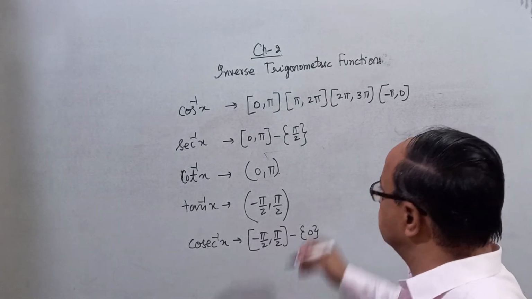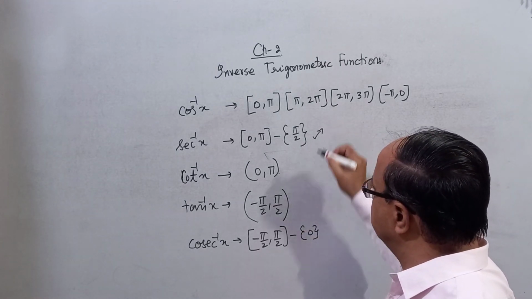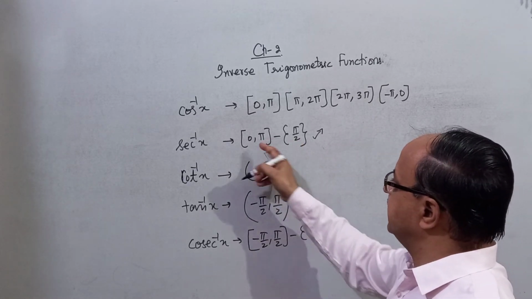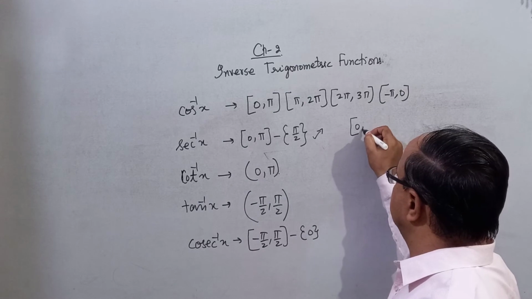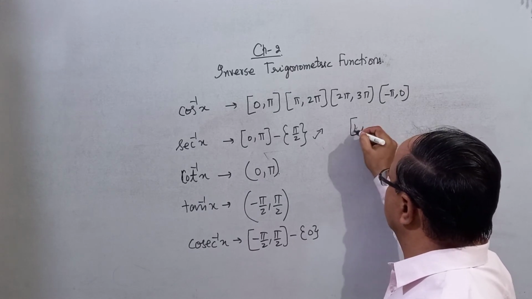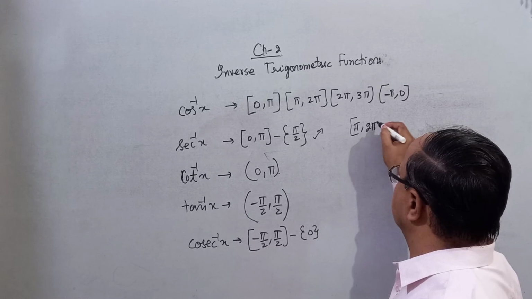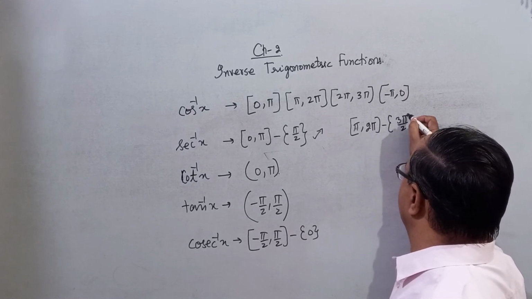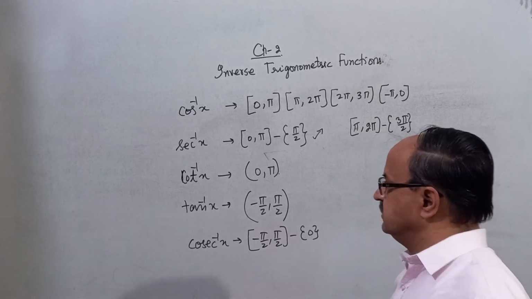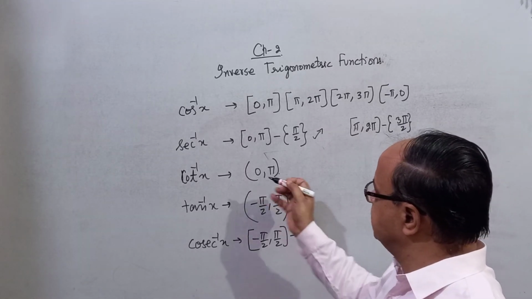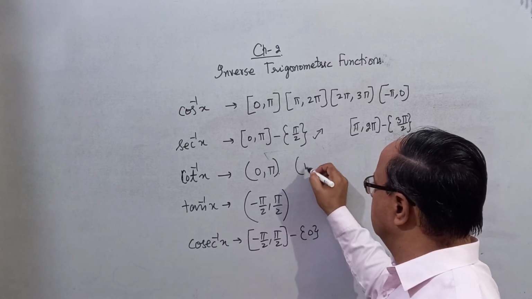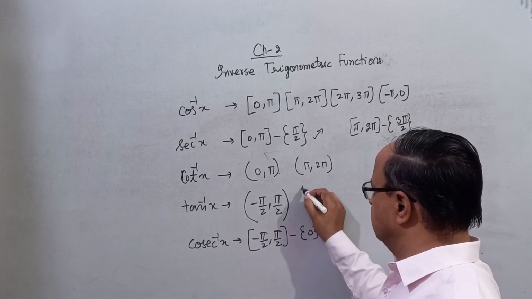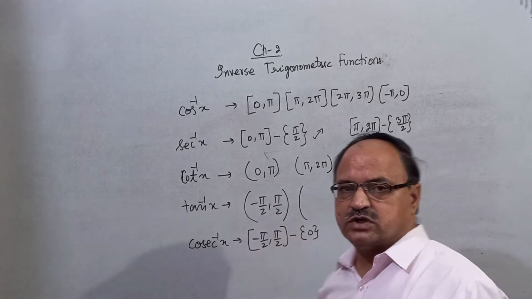Clear? Suppose you want to find the other principal branch of this. Add pi here and here also. Add pi: 0 to pi becomes pi to 2 pi, except 3 pi by 2. Suppose you want to calculate the other principal value branch, that is pi to 2 pi. Similarly, 2 pi to 3 pi, like this. Right? You can solve. Here we use an open bracket.